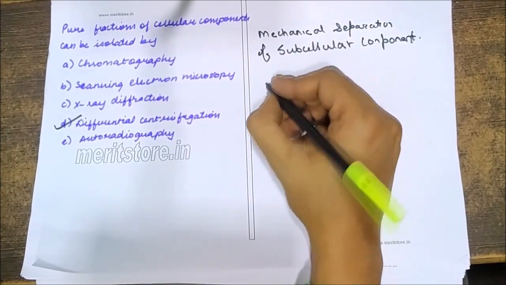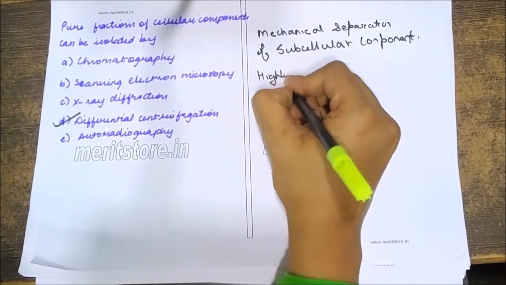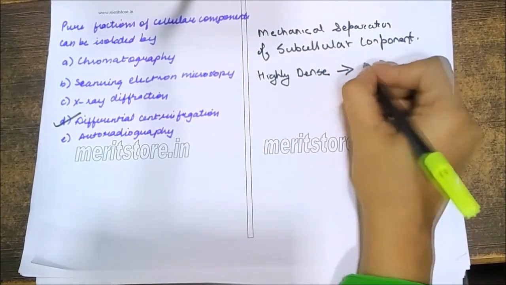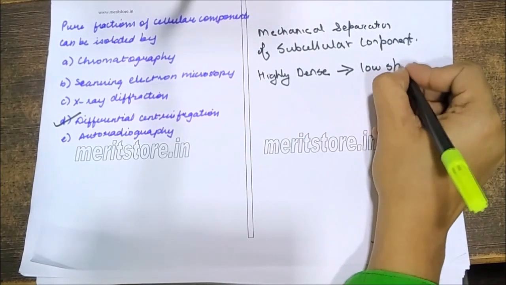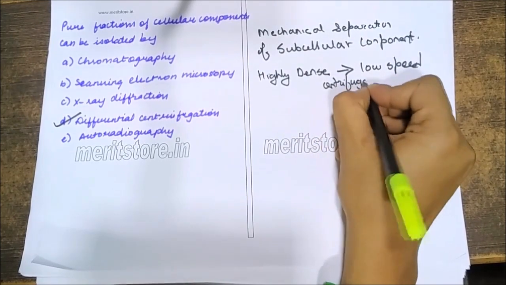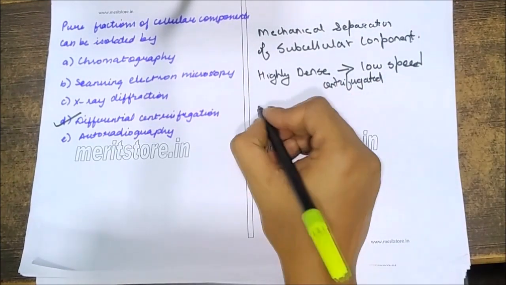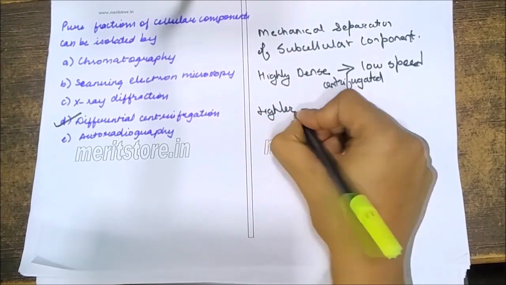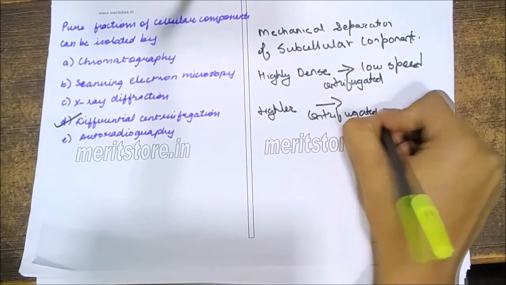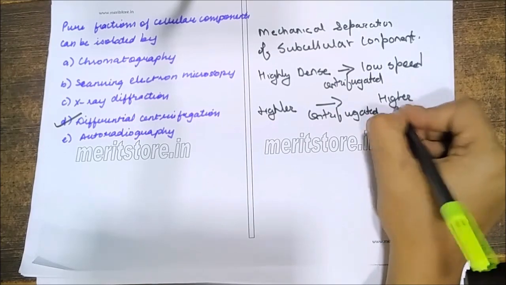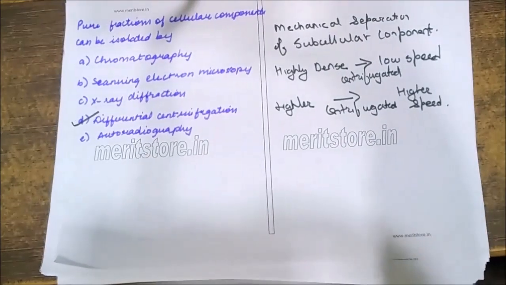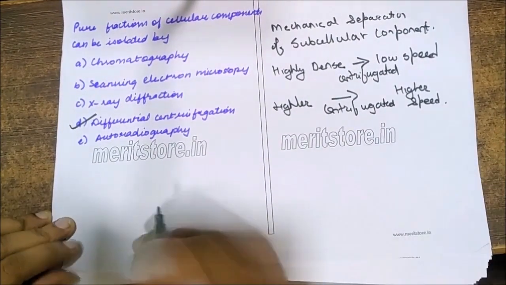So what happens is the highly dense components will be centrifugated at lower speed. And the lighter components would be centrifugated at high speed. Alright, so the correct option is differential centrifugation. Next.